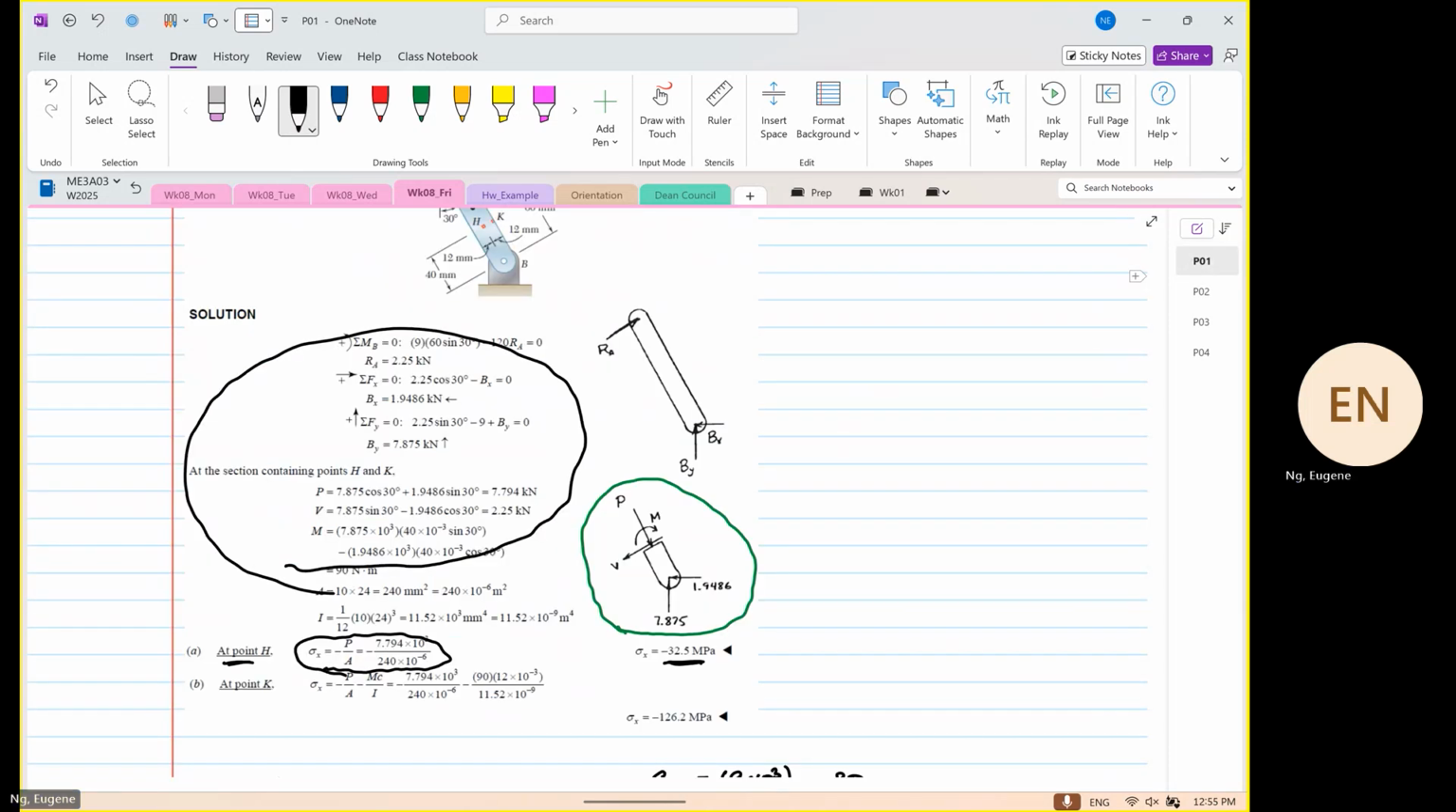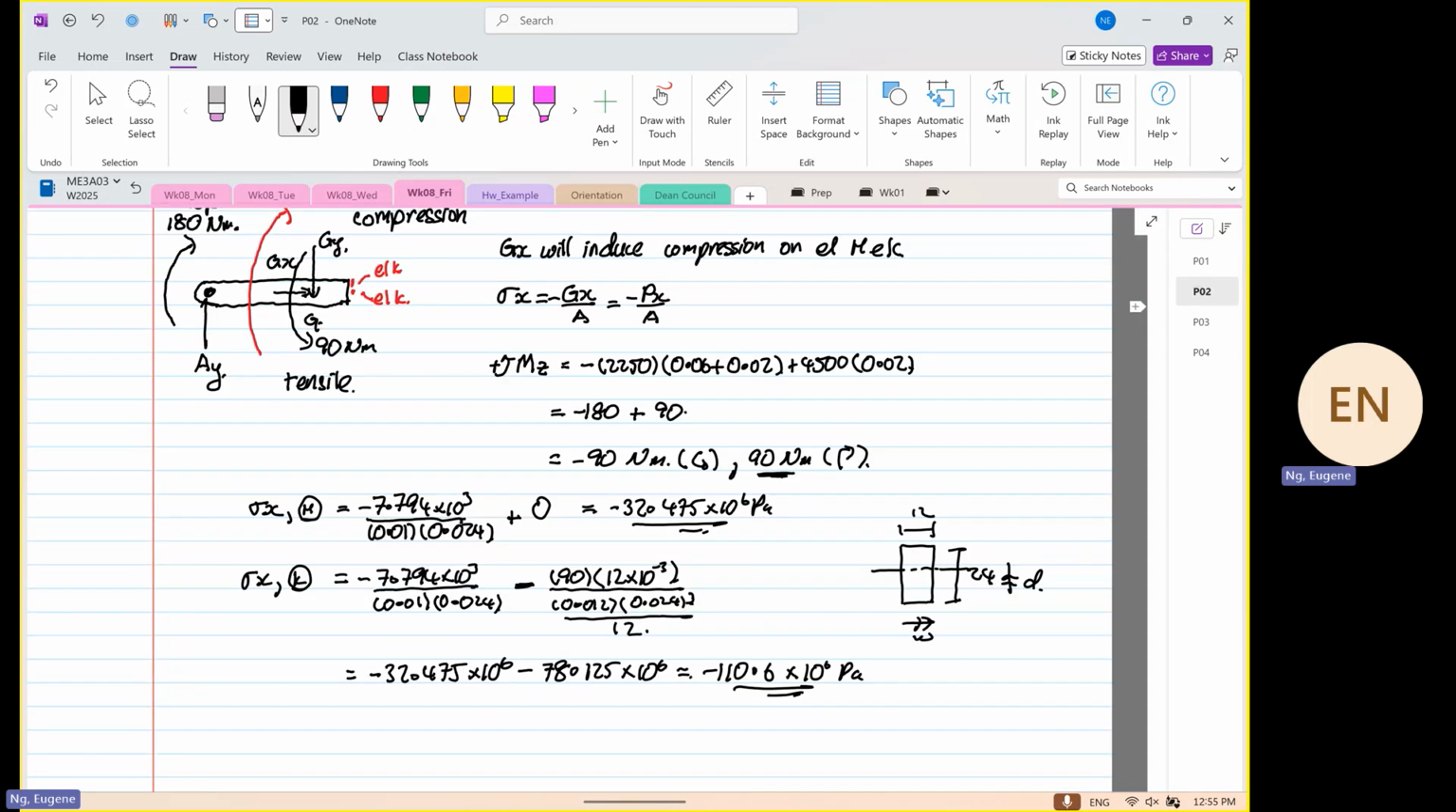It's different. 11.52. Why is it 11? Please hold on. My area, what did I use? This one? Okay. So that's where I made the mistake first. Okay. So this is just one mistake, but it's not enough.